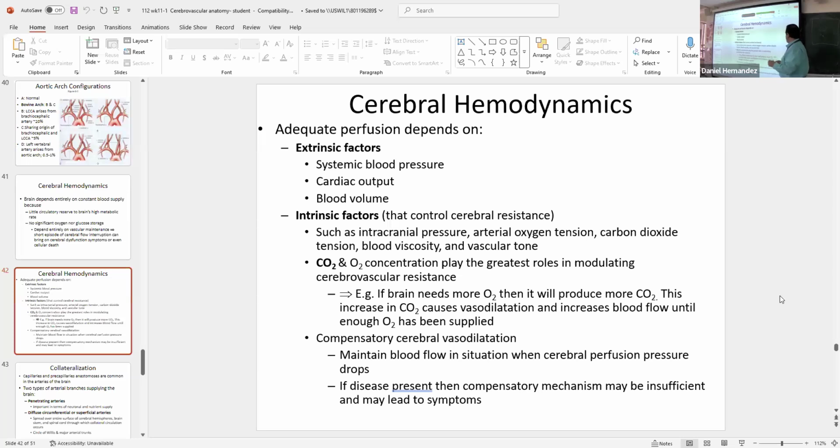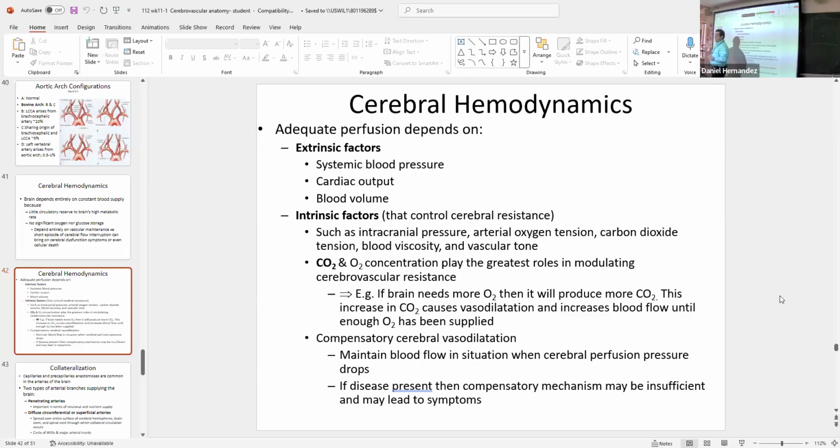There's also arterial oxygen tension and carbon dioxide levels within the blood. This leads to vasoconstriction and vasodilation. With raised carbon dioxide levels, blood vessels will dilate and increase perfusion. Then there's the thickness of the blood: are they very dehydrated? Is the blood very viscous? As well as the tone of the vessels. But really the two main things that regulate the amount of blood flow within the brain are our O2 and CO2 concentration levels. They play the greatest role in regulating and modulating the cerebrovascular resistance.